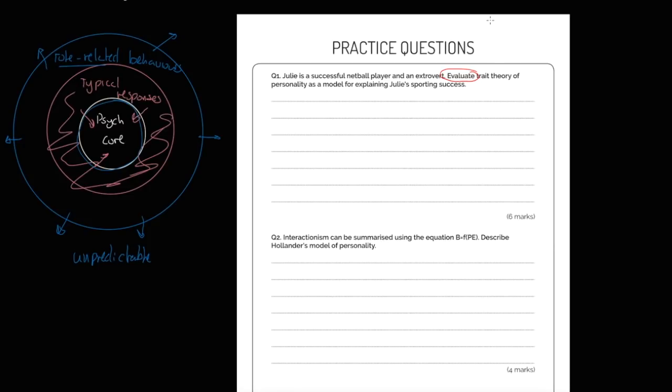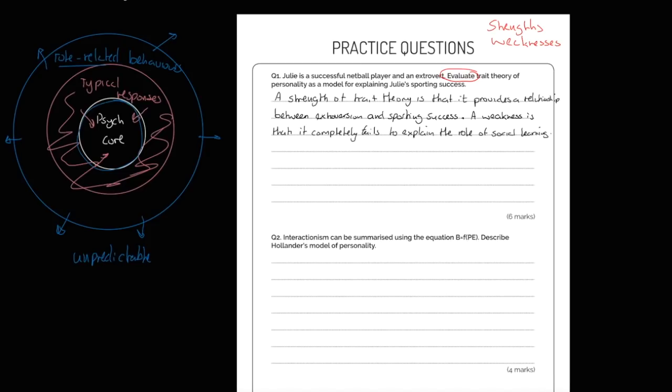Evaluate, remember, is to look at both sides of an argument and to reach a conclusion. So we are definitely going to include in our answer things like strengths of the model and weaknesses. We're going to be saying things like, on the one hand, on the other hand, an advantage of the theory is, a disadvantage of the theory is, and so on. So let's have a little look at that.